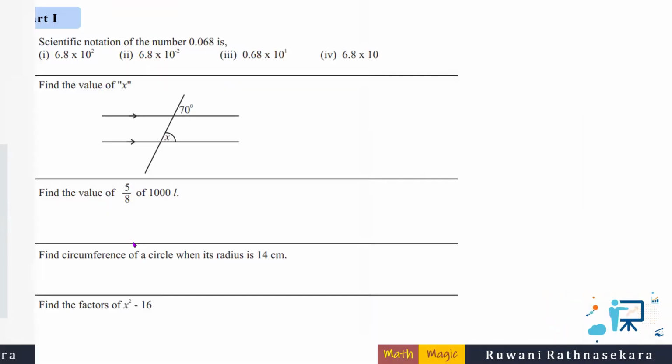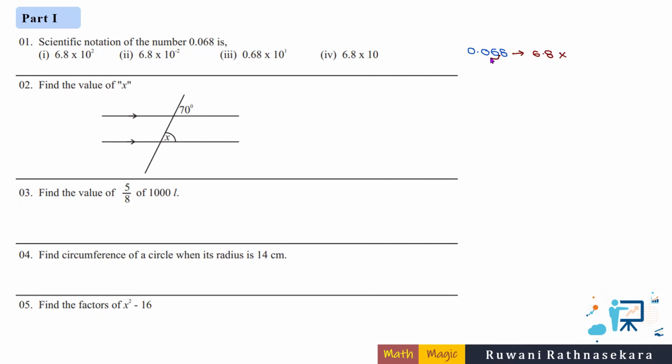Quickly. Right, you have to identify the scientific notation of the given number. This is a number which is less than 1, which is 0.068. Right, always when you write a number in scientific notation, it's compulsory to write it as a product of a number between 1 and 10 and a power of 10. Therefore, the number which lies between 1 and 10, which you can form by using 0.068 is 6.8.